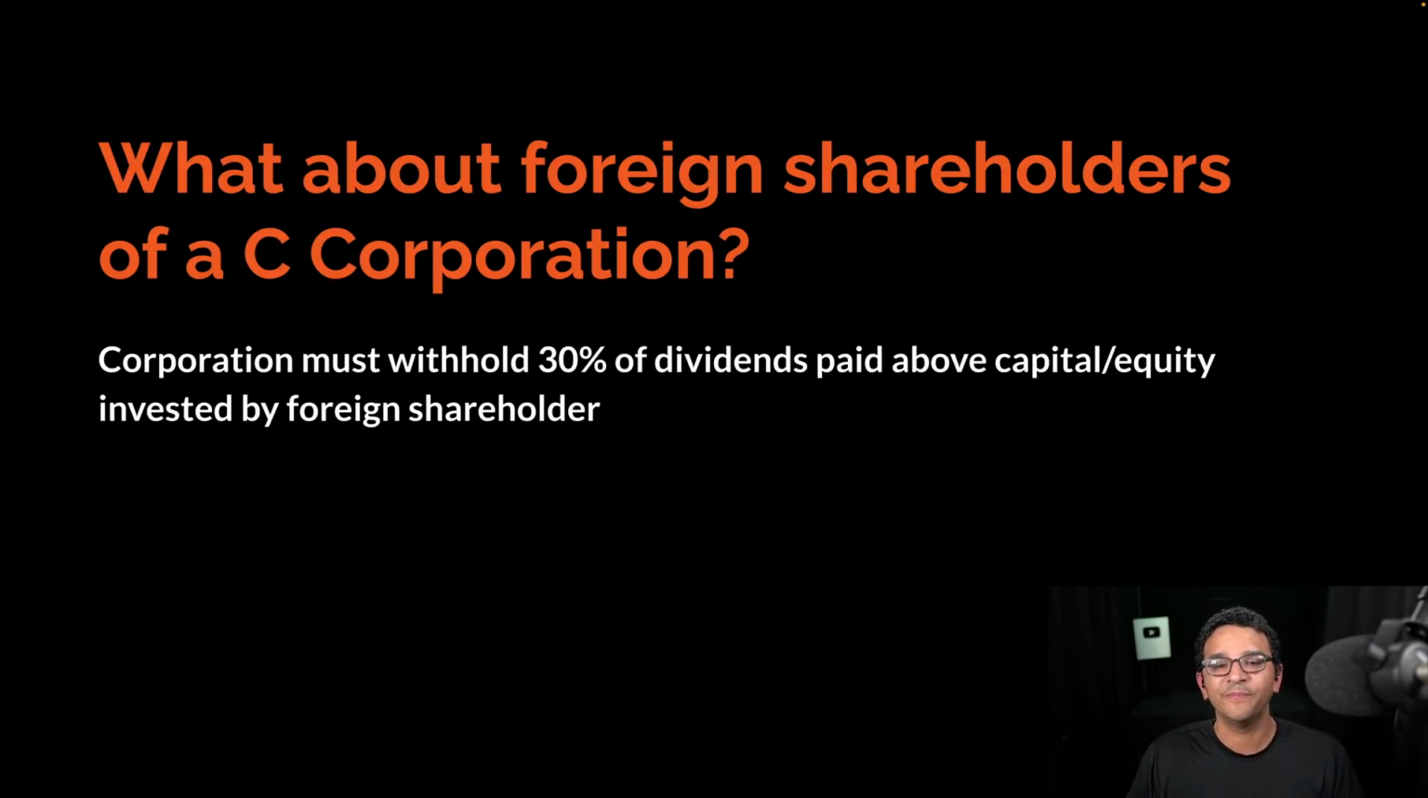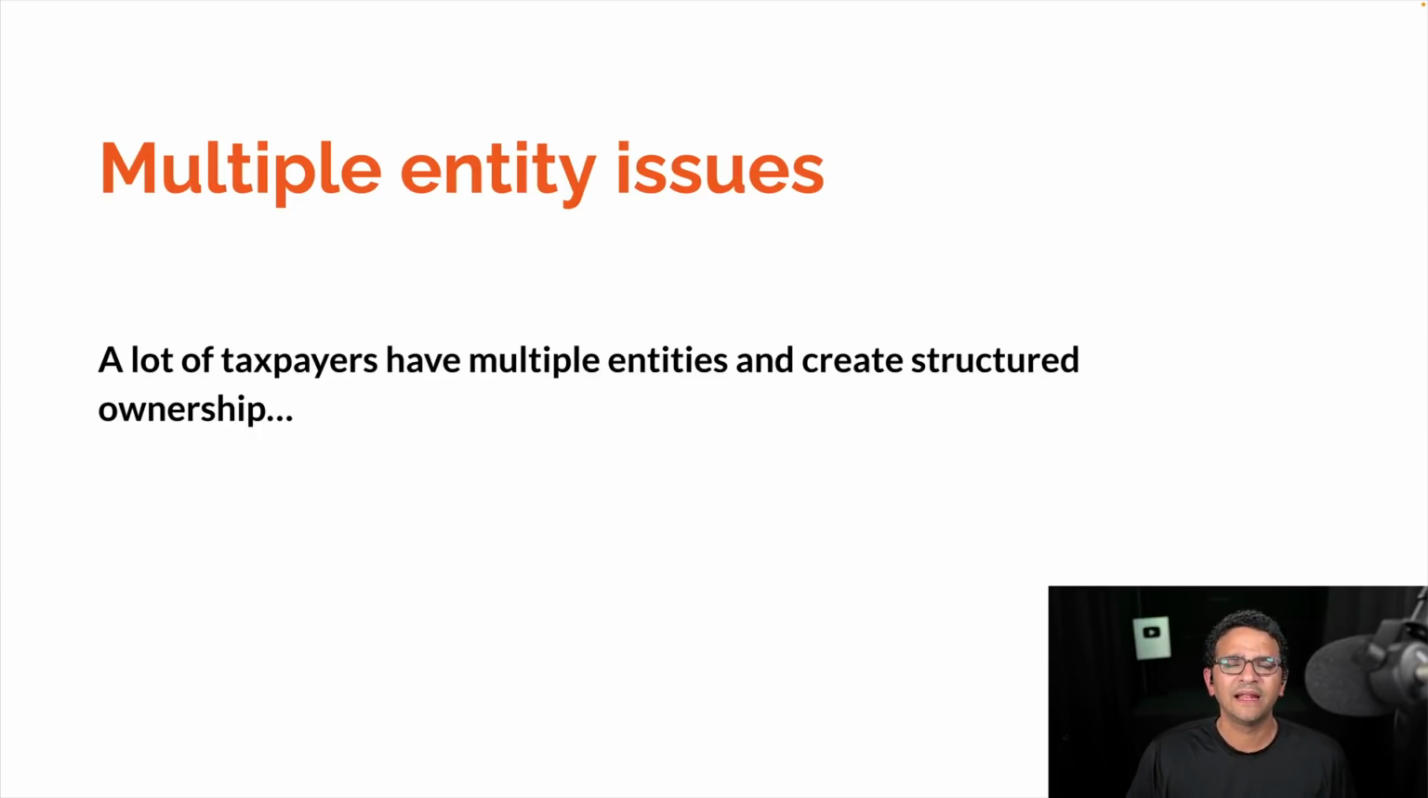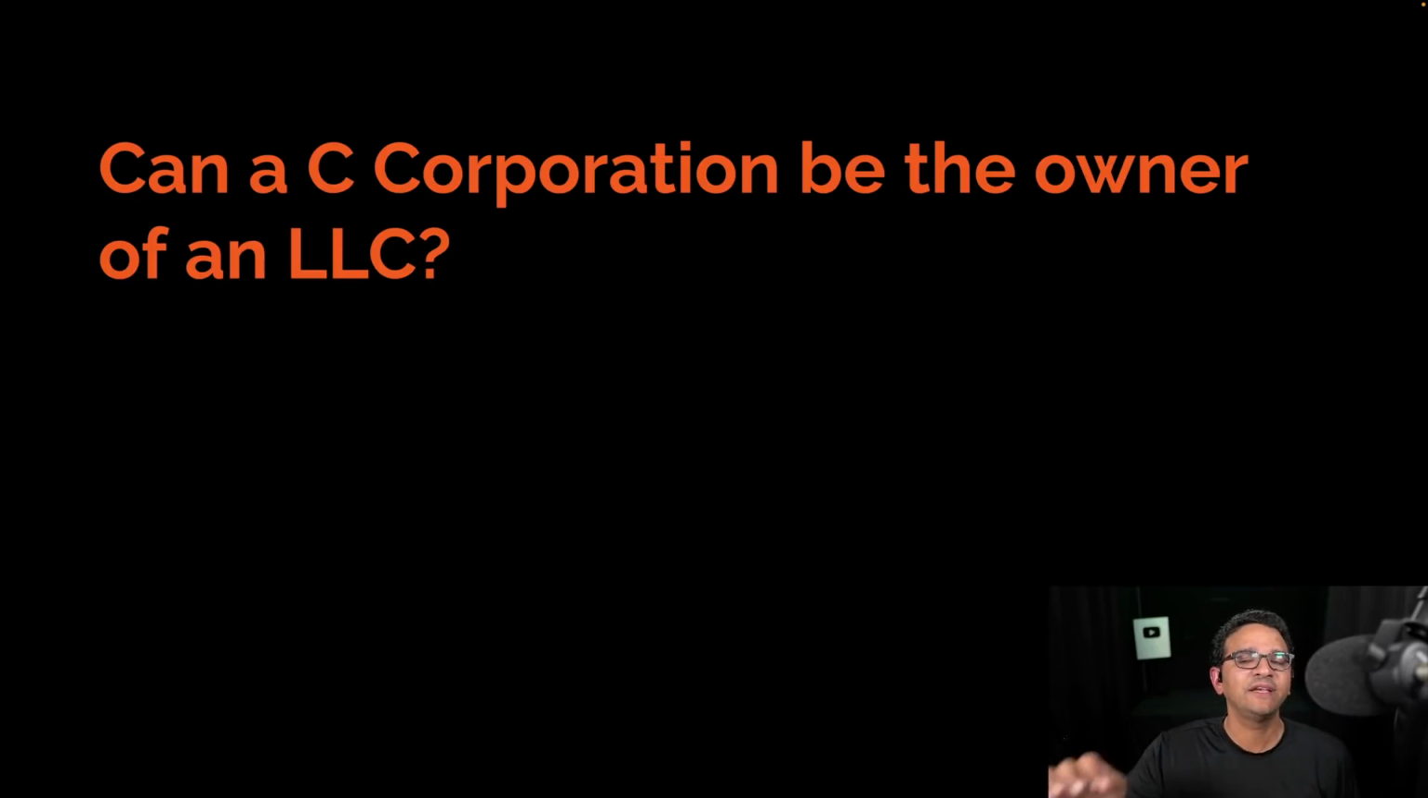S Corp will always be US-based people. Now let's talk about multi-entity issues. What if you have multiple entities and some of these entities are owned or set up to be owned by each other? That's what we call structured ownership. So can a C corporation be the owner of an LLC?